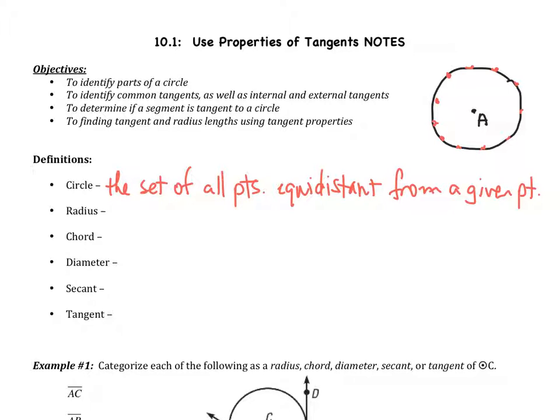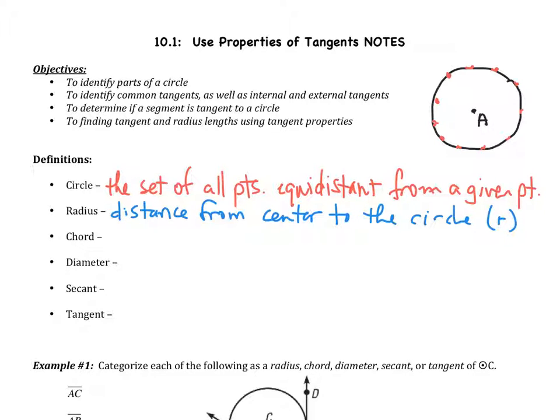All right, radius. How would you define the radius? Half the diameter. Yep, that's very good. So it is the distance from center to the circle. And we designate it with a lowercase r.